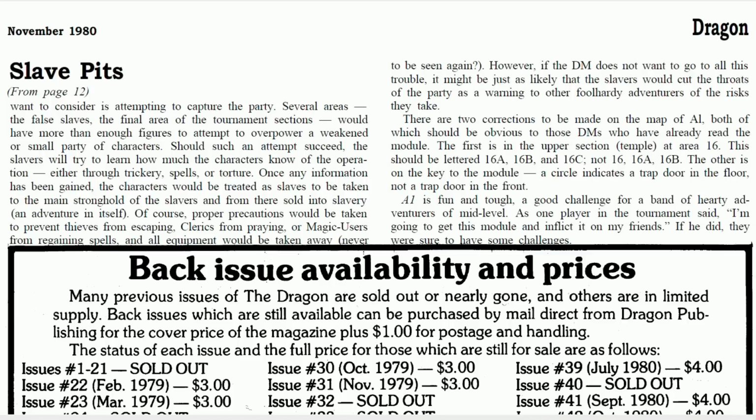And then he says A1 is fun and tough, a good challenge for a band of hardy adventurers of mid-level. As one player in the tournament said, I'm going to get this module and inflict it on my friends. If he did, they were sure to have some challenges. So that's the wrap up of our look at that article. And now we're going to go through the other 3 adventures and see how they all tie together.